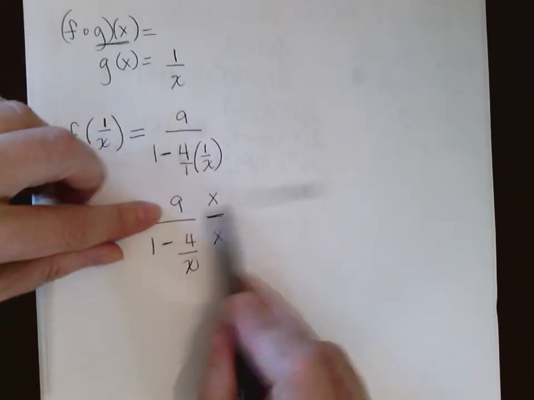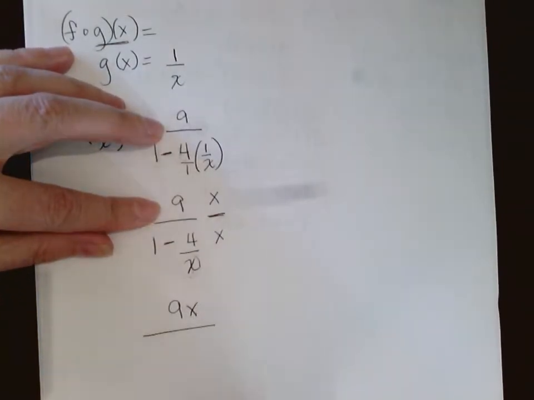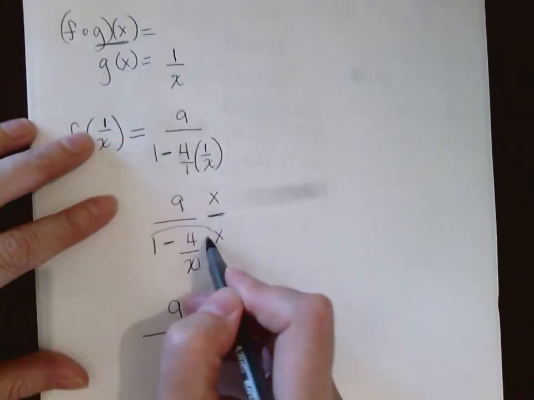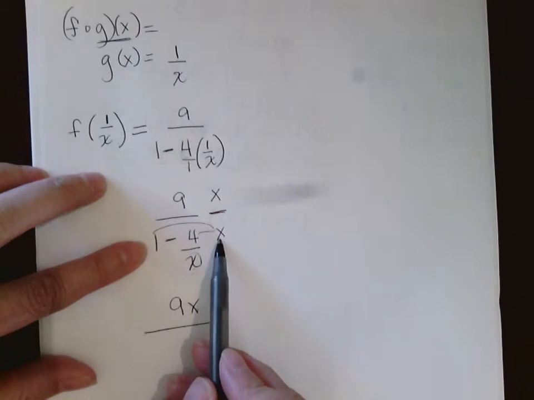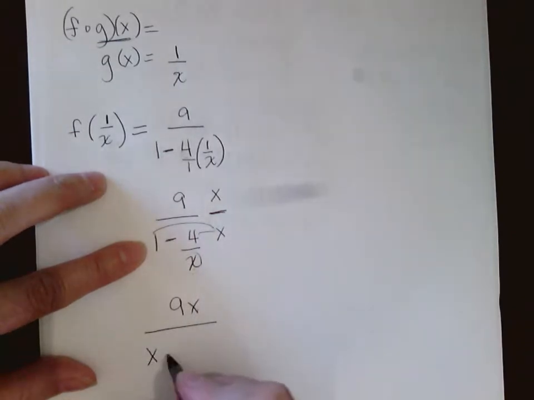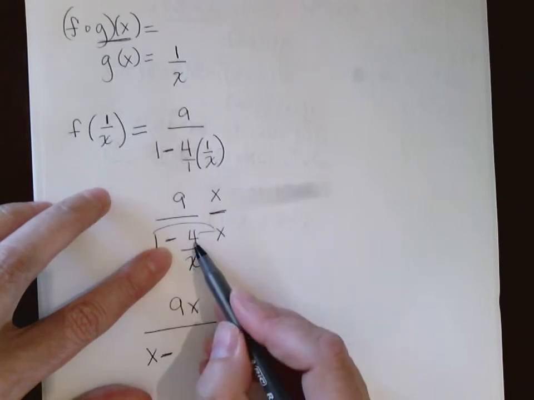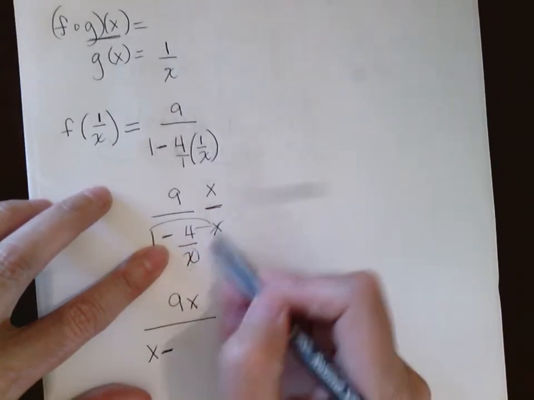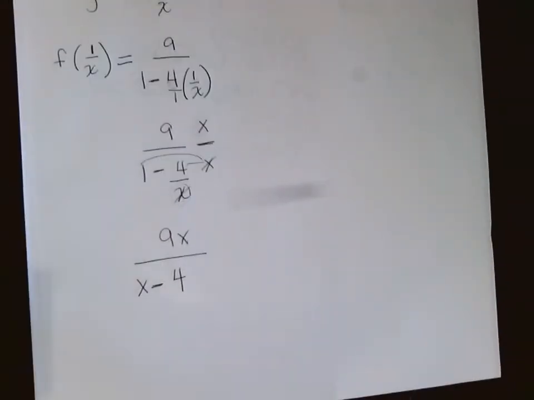So let's see. On top, 9 times x just gives me 9x. Over, this x goes to both of these. You distribute it. Well, what's 1 times x? 1 times x is just x. Minus, when I multiply this times x, this x just cancels that. So all I'm left with is x minus 4 in my denominator.